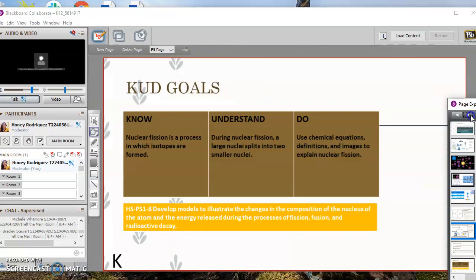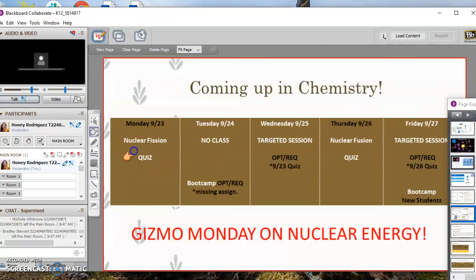We then went over what's coming up. So you have a quiz today, please get it done. You have no class tomorrow. I have a boot camp I'm going to be inviting people to if they did not do the quiz. On Wednesday, since my recording wasn't up for today, I'm going to do another session just like today, and hopefully be able to record it. And then on Thursday, we will go over nuclear fusion and then have a quiz. So that kind of completes everything.